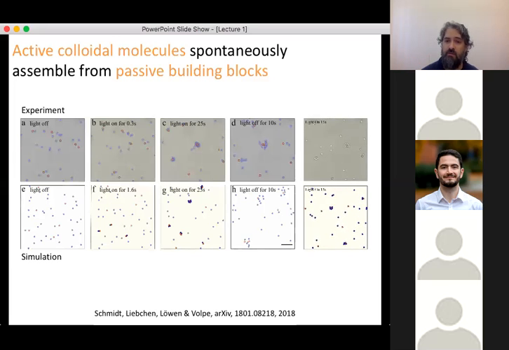Again, there is a very good agreement between simulations and experiment, and the reason why it's so important to have such agreement is because it tells you that you understand the basic underlying principles in your experiment if you can simulate it. Because in the simulation, you have full control of the rules which the particles are obeying, which you don't know in an experiment, obviously.